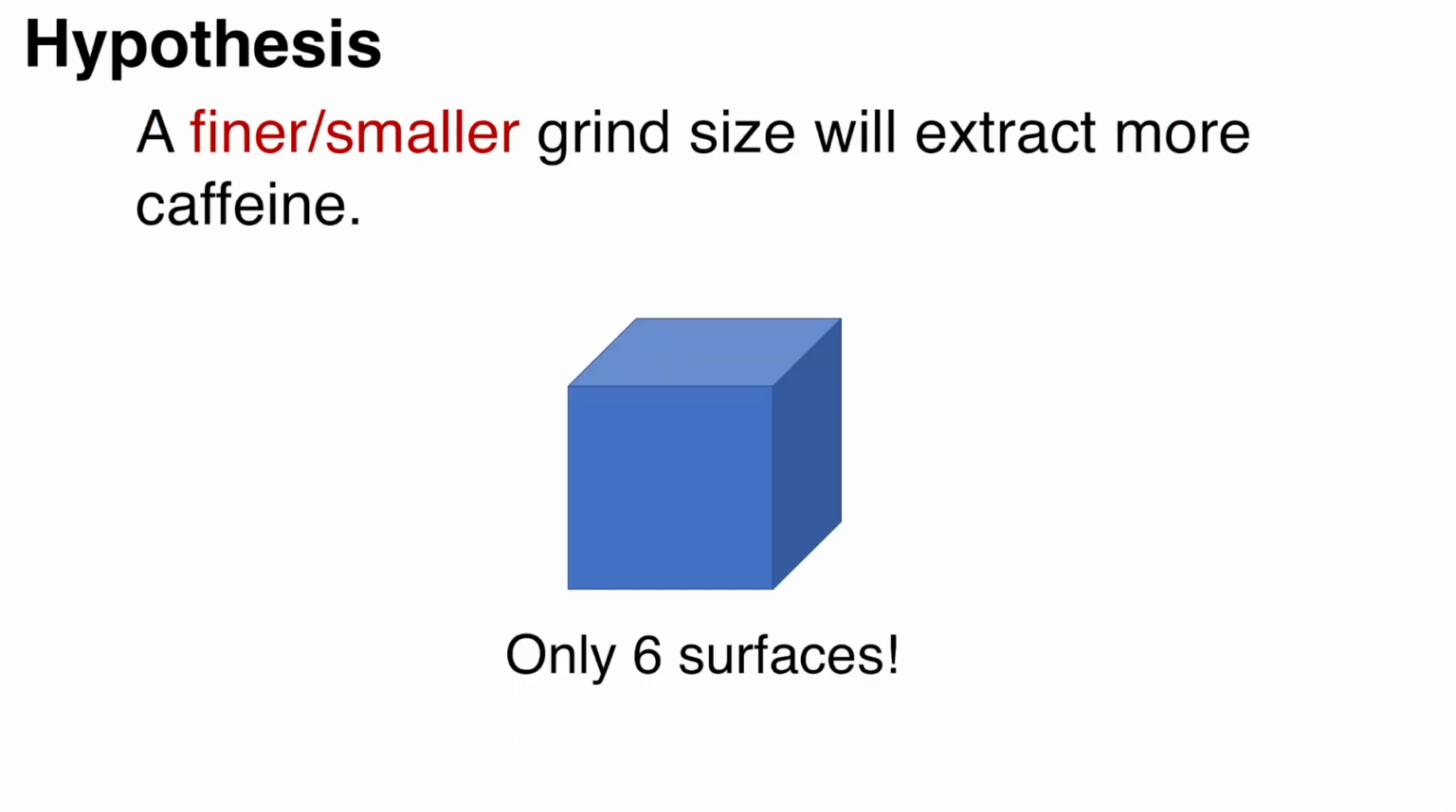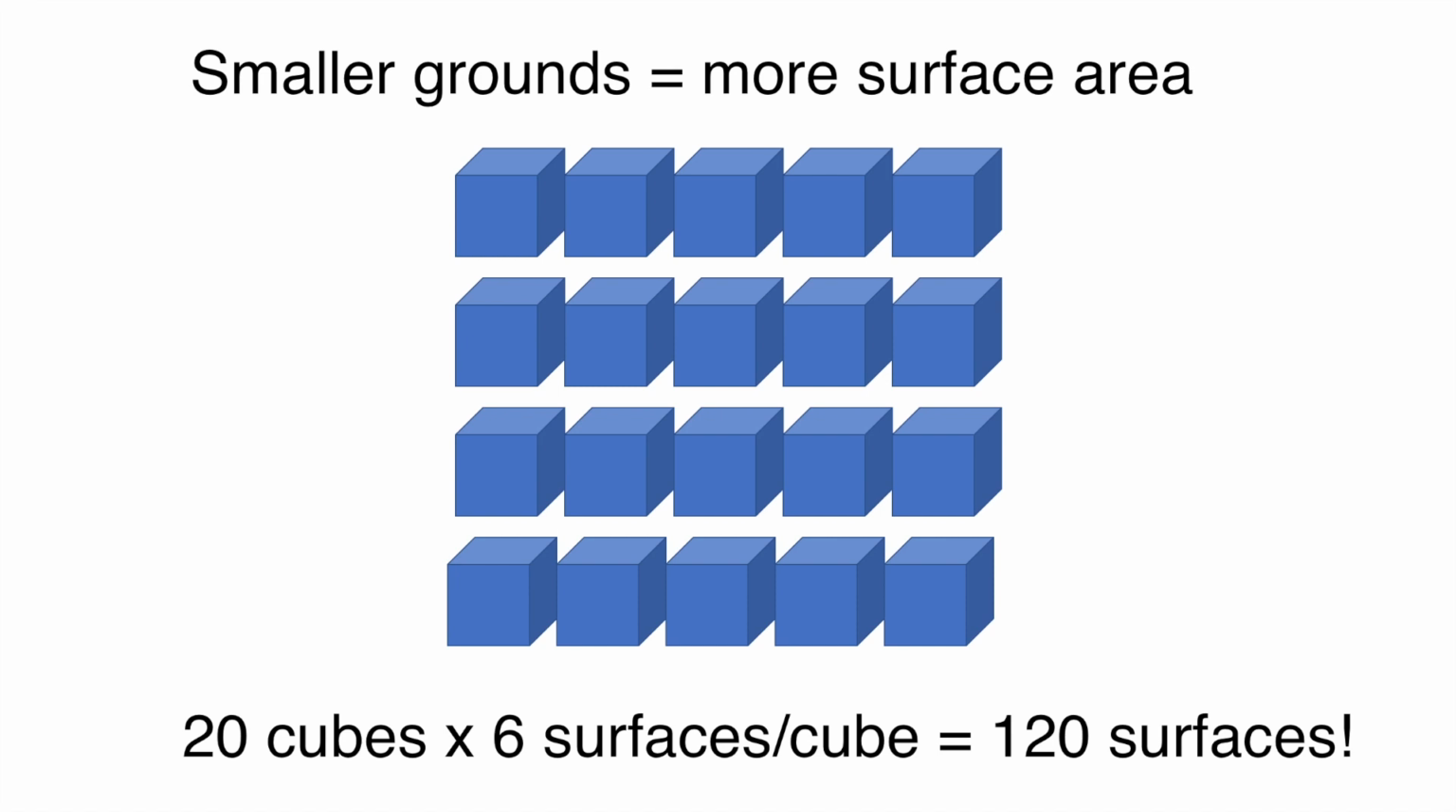I also predicted that finer or smaller coffee grounds would extract more caffeine since they have more surface area. Let's say that a coffee ground is the same shape as a cube, which has 6 surfaces. But if we split that cube up into 20 cubes, we get 120 surfaces. This means that there are a lot more places for water to touch and react with.